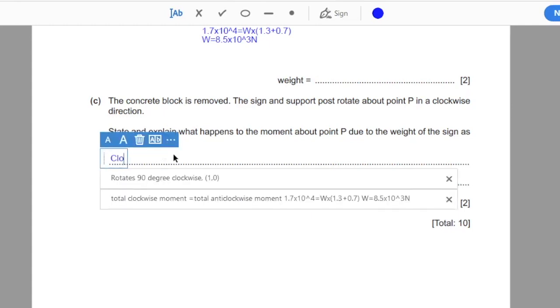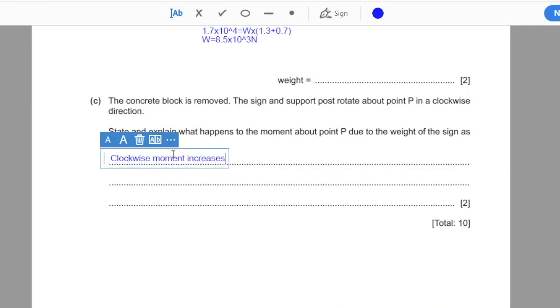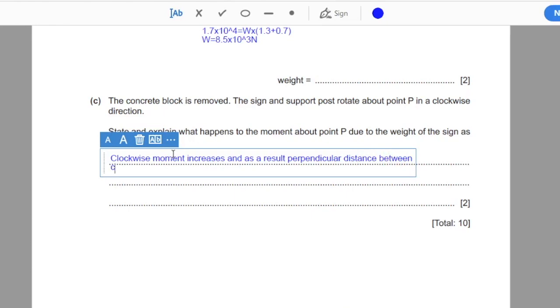So clockwise moment increases, and as a result, perpendicular distance between point P and center of the sign hanging.